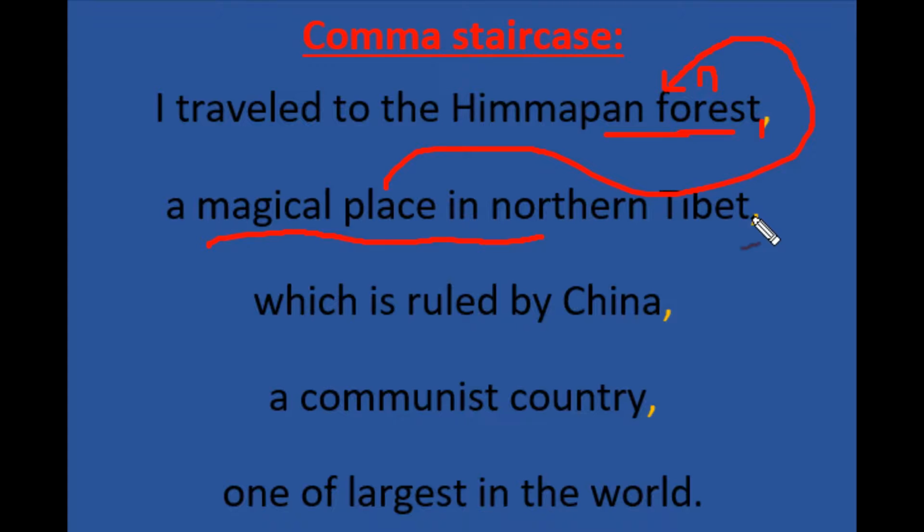Let's look at the next comma down over here. The next comma, the word right before the comma is northern Tibet, which is ruled by China. What is northern Tibet? It's a place ruled by China. Remember, a miniature definition should follow a comma, and right before the comma, most of the time, you're going to have a noun.